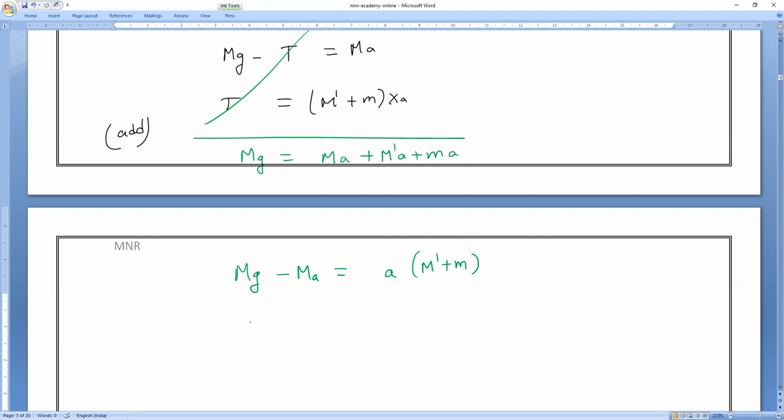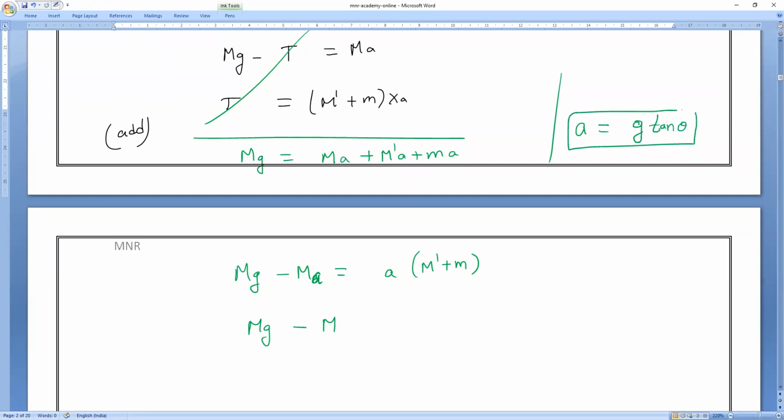So Mg minus Ma, if you notice it, here A means acceleration. We already studied and derived this for the inclined surface: acceleration is equal to g tan theta. So in place of acceleration, I can write g tan theta. It is equal to mass capital M plus small m, and again for A I can write g tan theta.